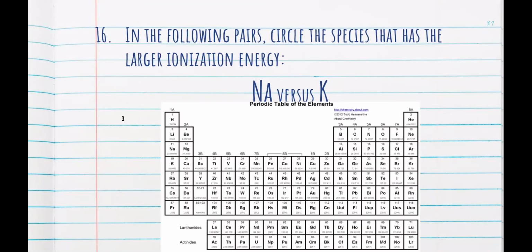Now we want to circle the one that has the largest ionization energy. So again, looking at our trends for ionization energy, as we move up, our energy increases.